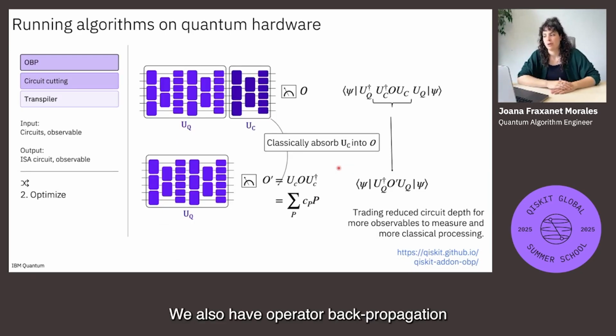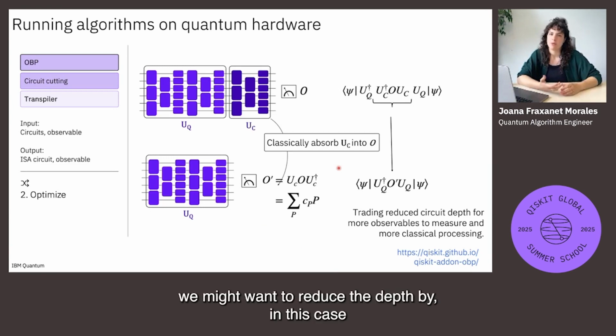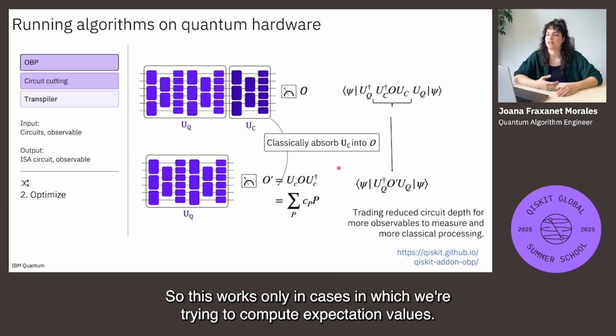We also have operator backpropagation for the second optimization step. And this is a similar idea of like, if we have circuits that are too deep, we might want to reduce the depth by, in this case, absorbing the end part of the circuit into the observable. So this works only in cases in which we're trying to compute expectation values.